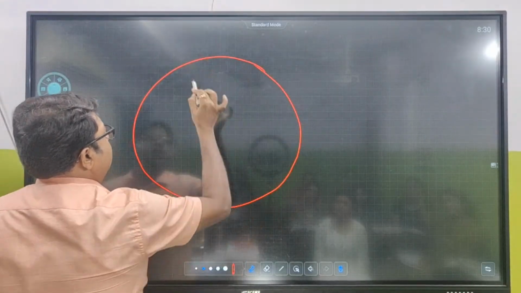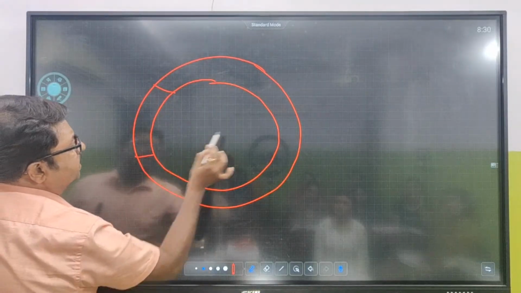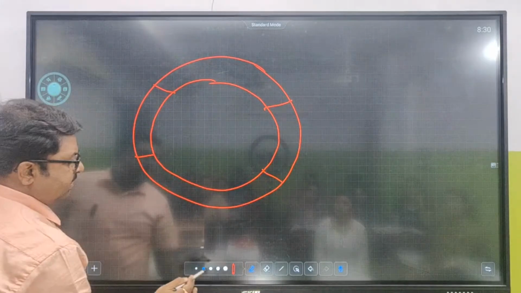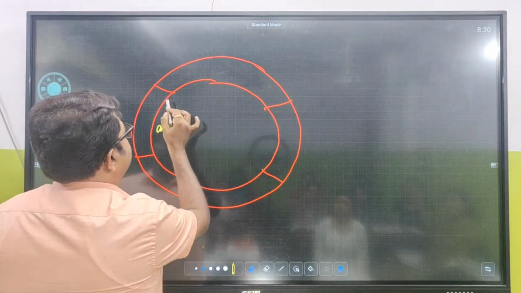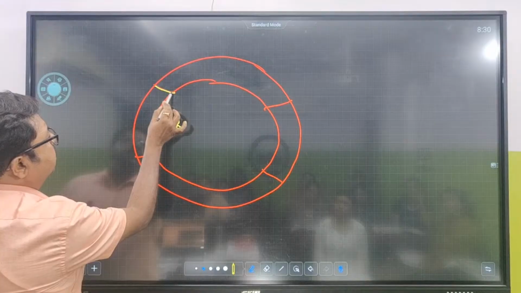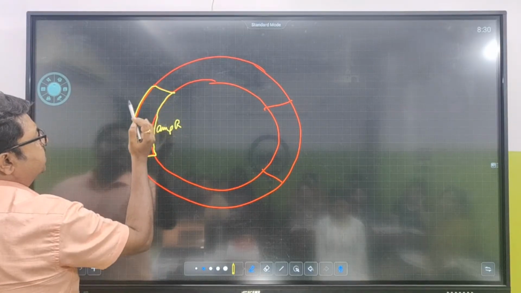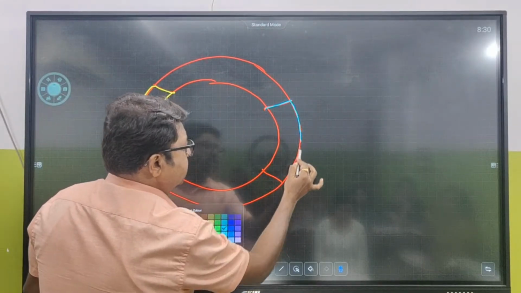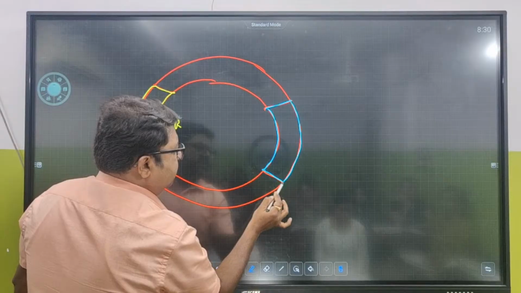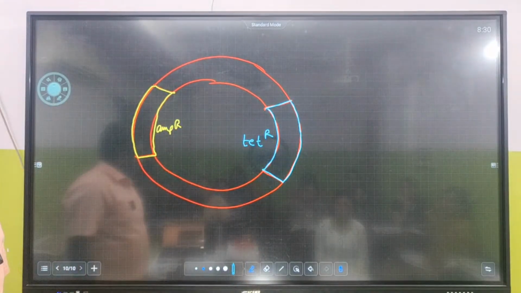This is our pBR322 and there are two sites. One is AmpR, let's make it with yellow. Okay, this is AmpR. And let's make this one with blue. What is it? Tetracycline resistant site. Okay.